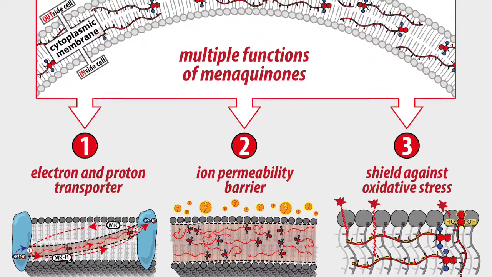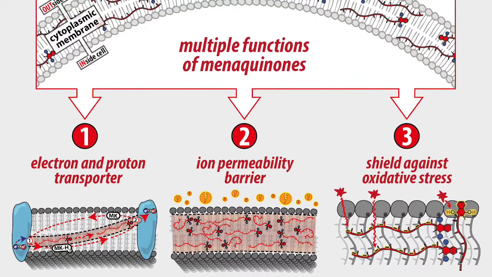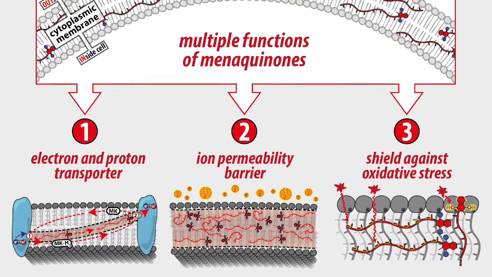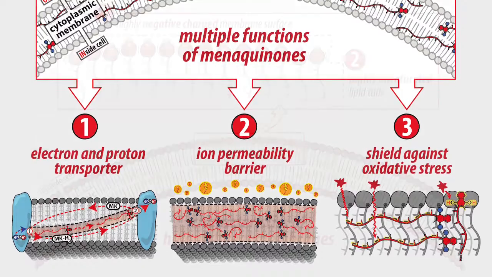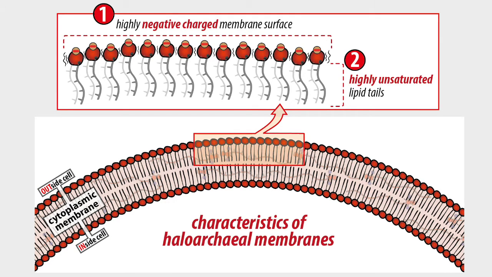Therefore, we propose that menaquinones also act as important ion permeability barrier as well as powerful shield protecting the cell against oxidative damage. Furthermore, we provide a detailed molecular explanation of why haloarchaea rely to build their membrane with largely negative charged head groups as well as lipid tails that are highly unsaturated.